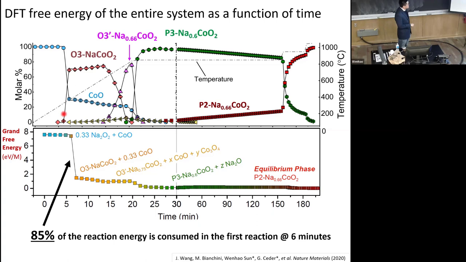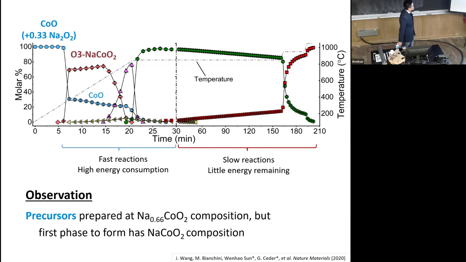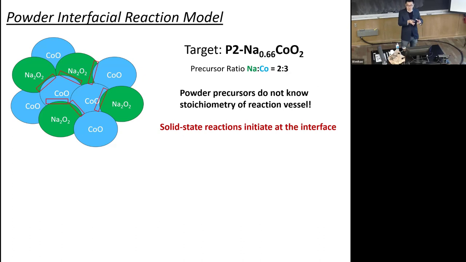So what's happening? Well, we'll get some clues if we think about this. We started our reaction at sodium 0.66 composition, but the first phase to form actually has sodium 1.0 composition. And just like I said earlier, if you're looking at the microstructural level, those particles don't know how much sodium and cobalt is in the system. They have no idea what the global composition is, right? So the natural variable should not be composition. The reactions that form at the interface will be whatever compositionally unconstrained reaction produces the greatest reaction energy.